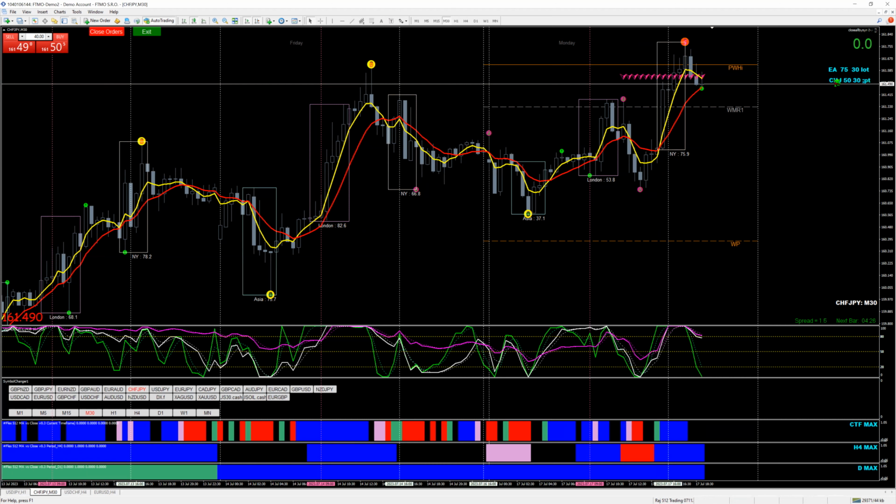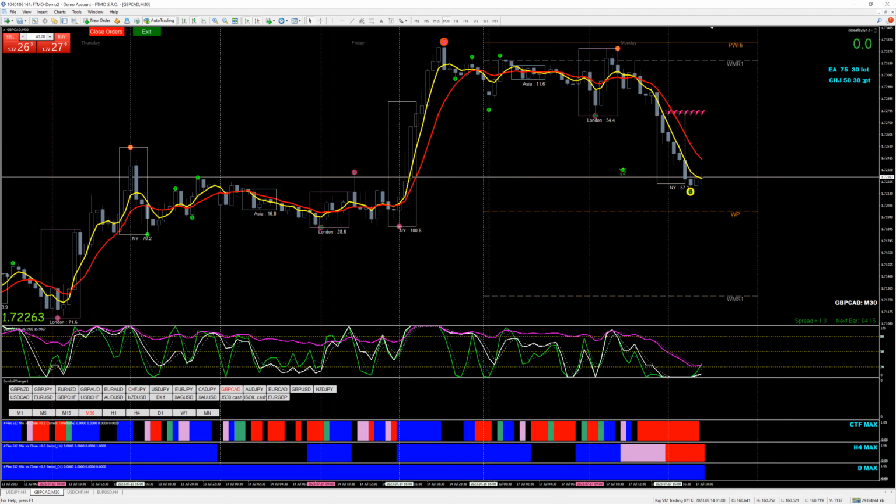The other one we need to look at was the Euro CAD. The pound CAD was lined up at the beginning, but then there's three balls up here, so it wasn't a trade.